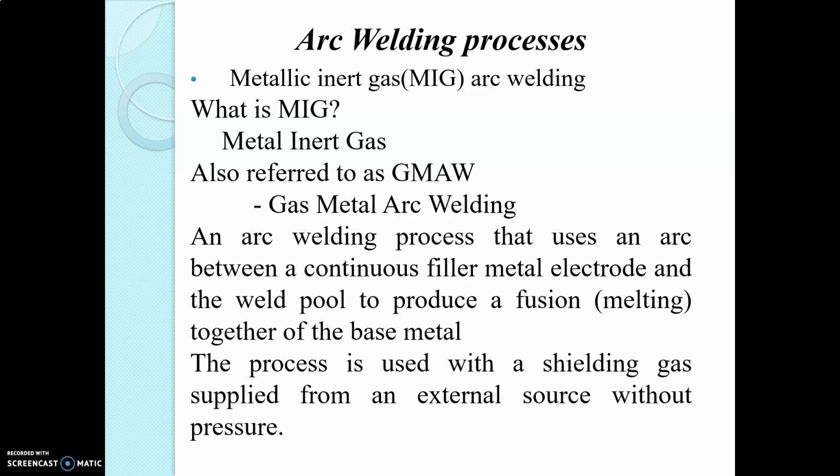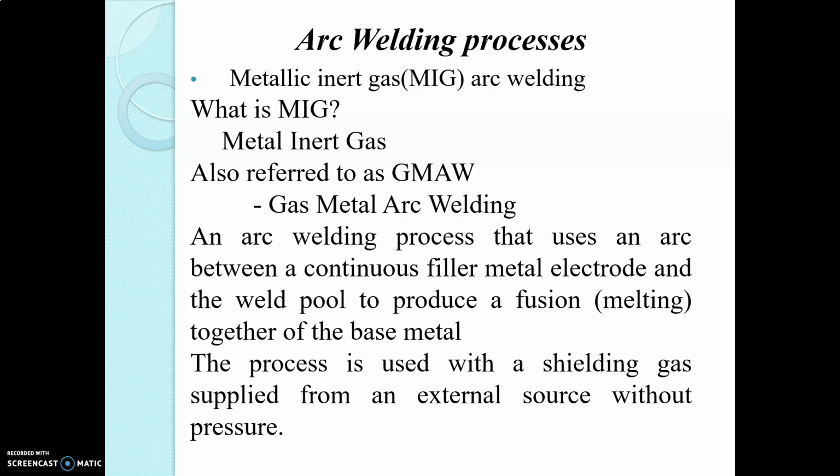And in this process, the filler metal wire, which is around 0.75 mm to 1.5 mm in diameter, of the desired composition, is automatically and continuously fed from the reel at a speed of 250 to 750 centimeters per minute. It is a continuous supply. The filler metal gets deposited by the arc, which is completely surrounded by the inert gas.